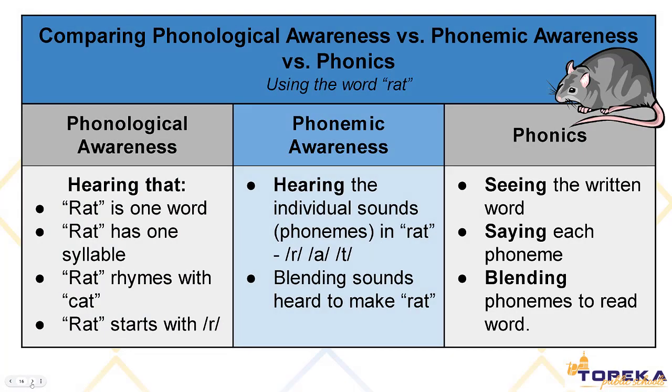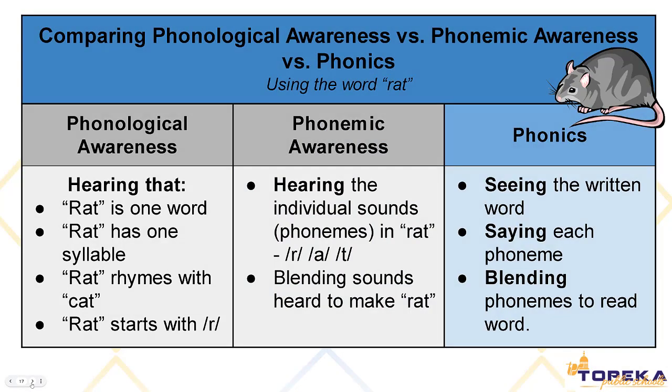Now, let's look at phonemic awareness: hearing the individual sounds in rat. So now we're moving to the individual sounds, and students are able to say, oh, rat is made up of three phonemes or sounds, which are /r/, /a/, /t/, and being able to blend those three sounds to hear and make the word rat. So again, those are sound level.